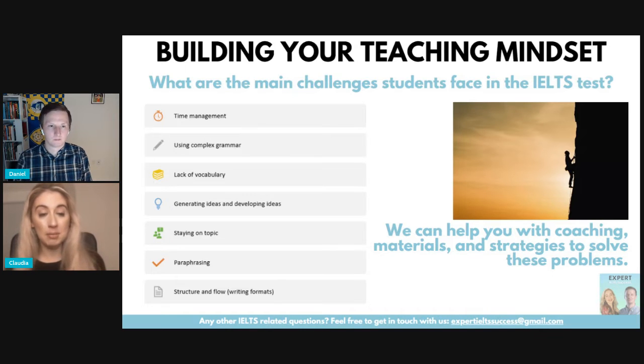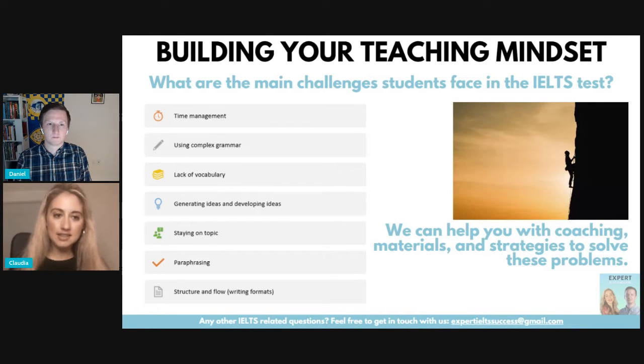Using complex grammar is another one. How can we as teachers help our students use complex grammar naturally? And let them know that it's not about these long sentences, and it's not about trying to show off, because it can come off as unnatural. But how can they express their opinion using complex grammar? What parts of the exam could they use certain grammatical structures?